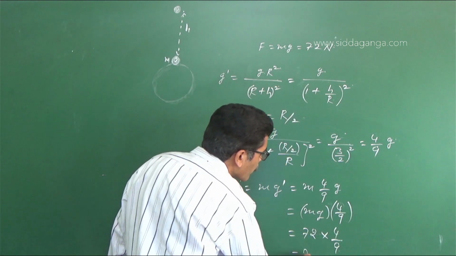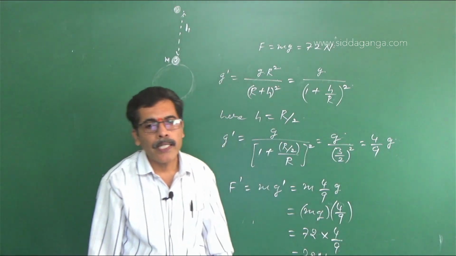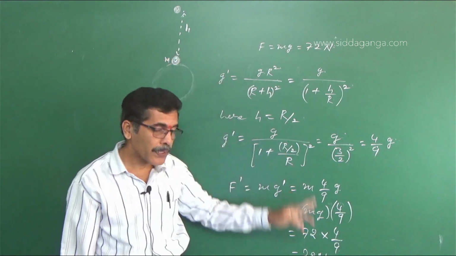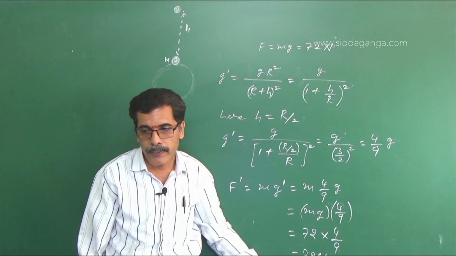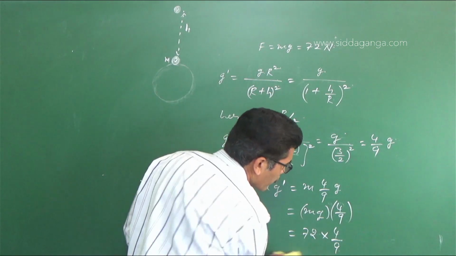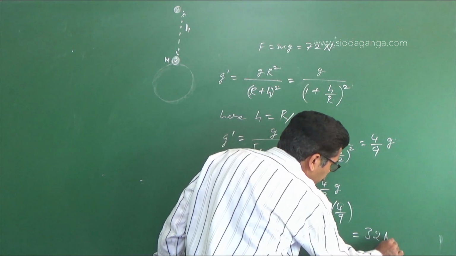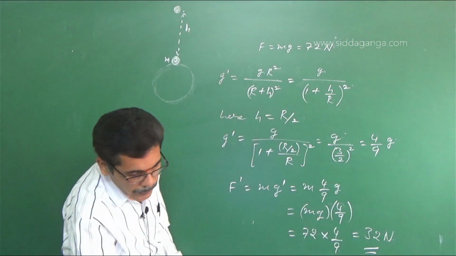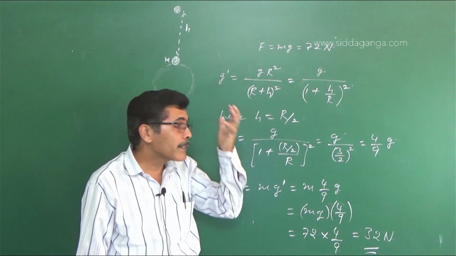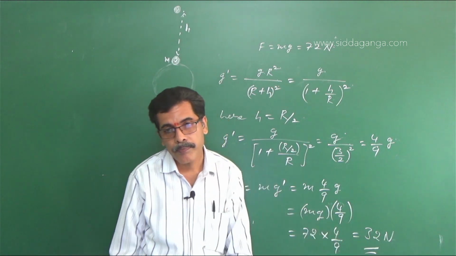This becomes equal to 32 Newton. Therefore, at a height which is equal to half of the radius of the earth, the same body weighs 32 Newton. Initially it was... I hope you could see this. Therefore, at a height which is equal to half of the radius, the same body weighs 32 Newton.